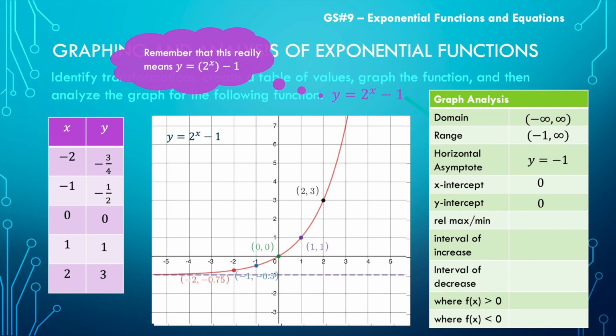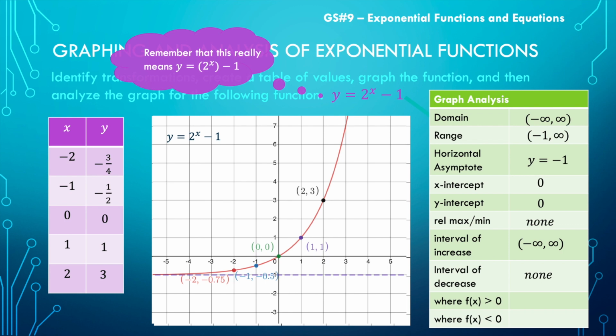Is there a relative max or min here? No, we don't have one of those. What is the interval of increase though? Remember, where is this graph increasing? That is everywhere it's defined, which is negative infinity to positive infinity. And the interval of decrease, there is none.